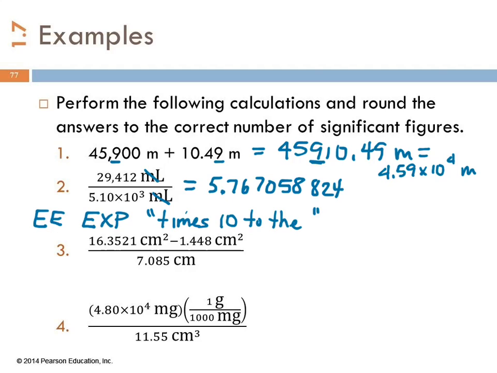How many significant figures should my result have? 3. This is division. So we count the number of sig figs in the numerator. There's 5. And the number in the denominator is 3. Smaller number wins. So we're going to round this to 3 sig figs, and we're going to report this as 5.77.